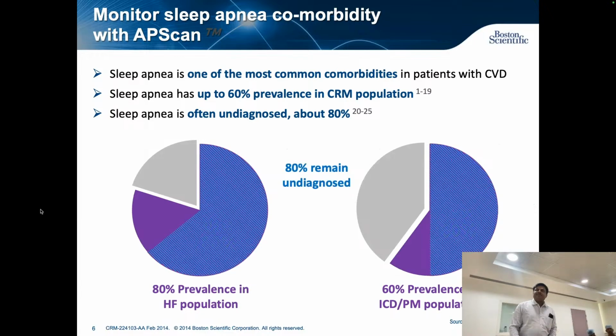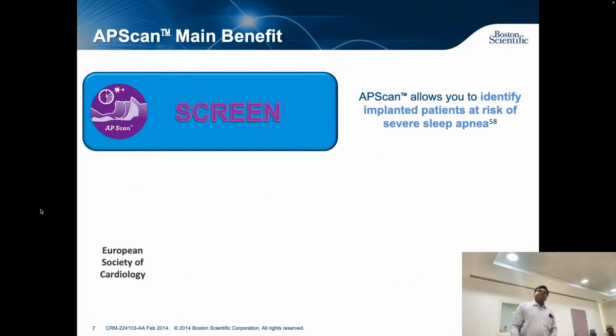Sleep apnea is one of the most common comorbidities in patients with cardiovascular diseases. There is up to 60% prevalence in the CRM population, that means those who have a device. The patients are undiagnosed: about 80% in the heart failure patient population and 60% in the ICD and pacemaker population. All these numbers we got from clinical studies.